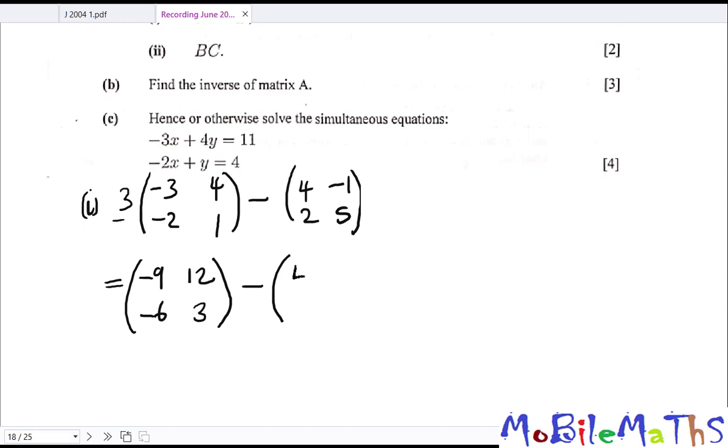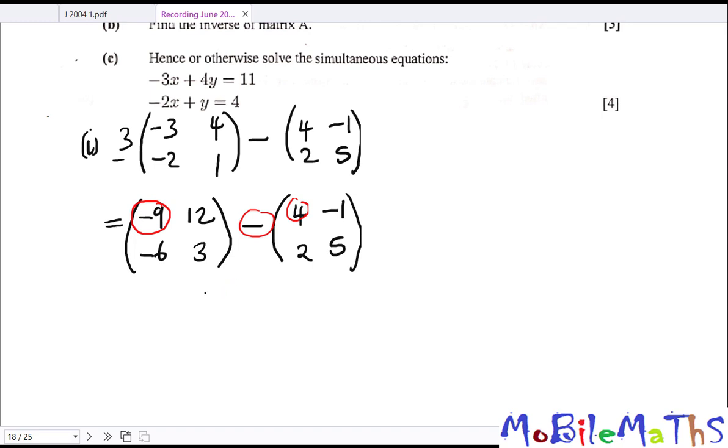Now we can subtract. When we are subtracting, we subtract corresponding elements. I'll rewrite it that way so that it's easy for you to understand and follow. So I'm going to have, first of all, minus 9 minus 4. Then on the other corner, I have 12 minus minus 1. Then I have minus 6 minus 2. Then lastly 3 minus 5.